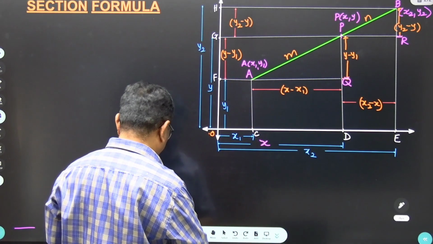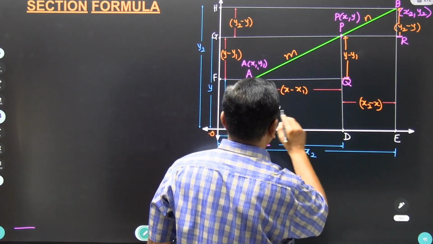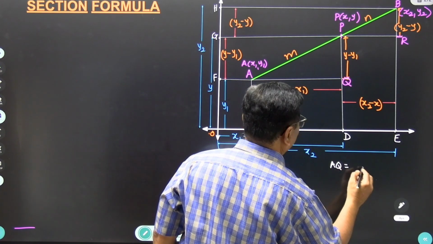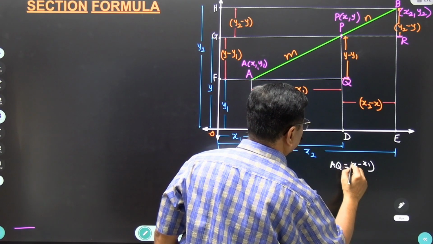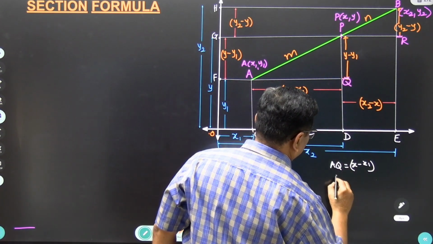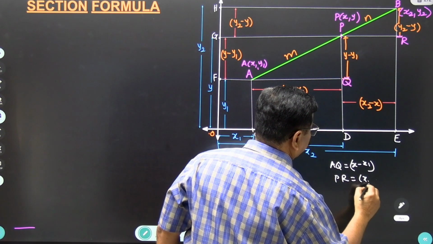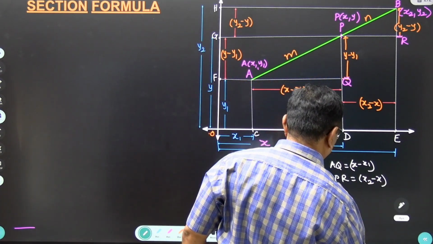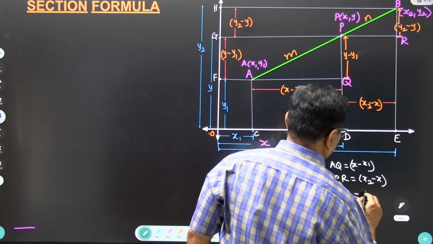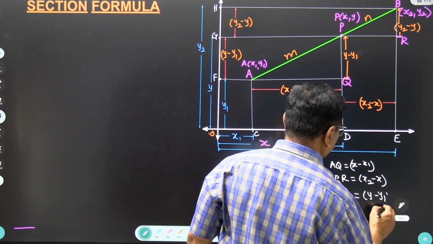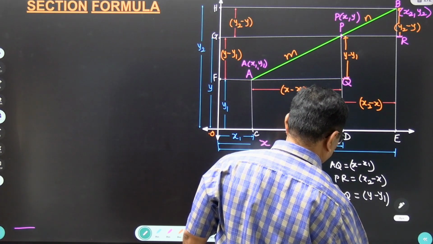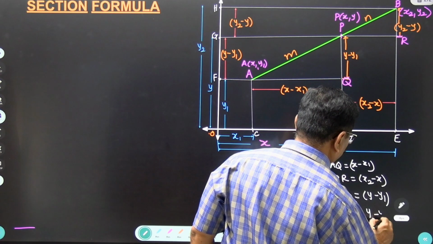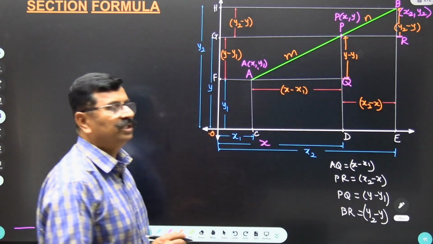So we will note down these distances. Distance AQ is equal to x minus x1. Distance PR is equal to x2 minus x. Then distance PQ is y minus y1, while distance BR is equal to y2 minus y. So now we have noted down these distances.